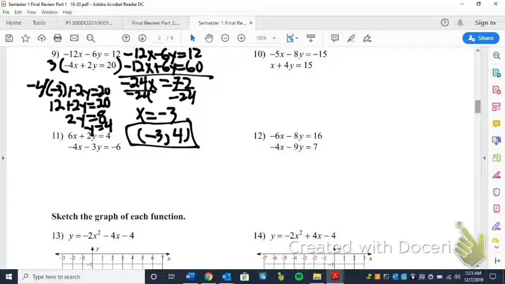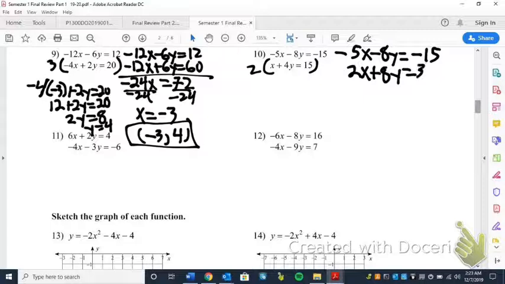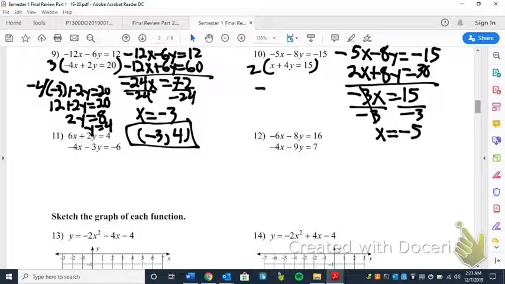On to number 10. Again, I'm going to multiply the bottom one by 2 to get rid of the y's. So the top one doesn't change: negative 5x minus 8y equals negative 15. The bottom one, 2x plus 8y equals 30. Add them together. Negative 3x equals positive 15. Divide by negative 3, and we get x equals negative 5.